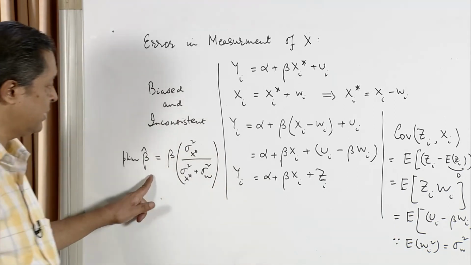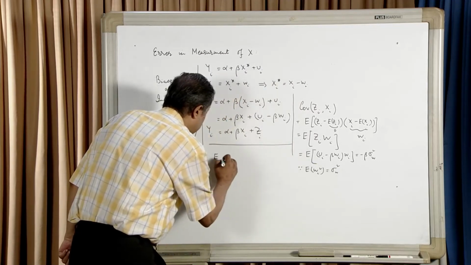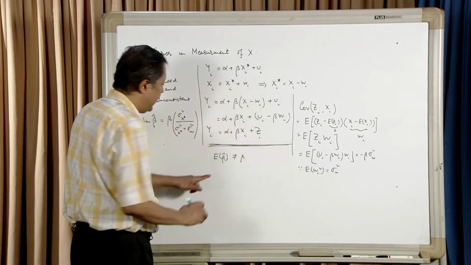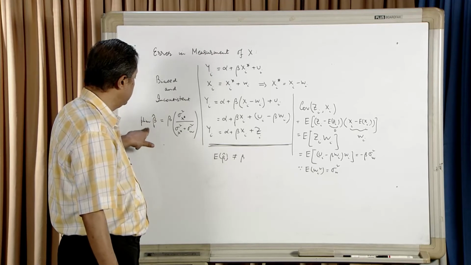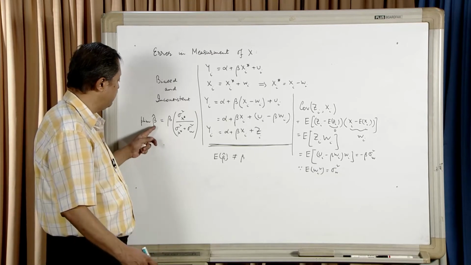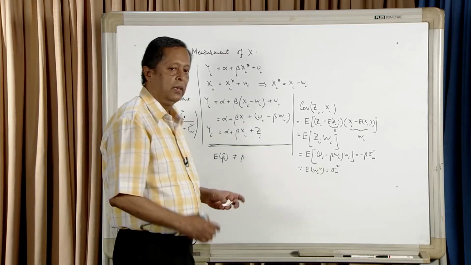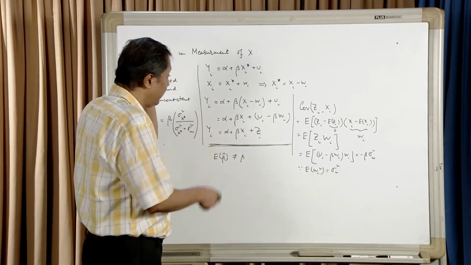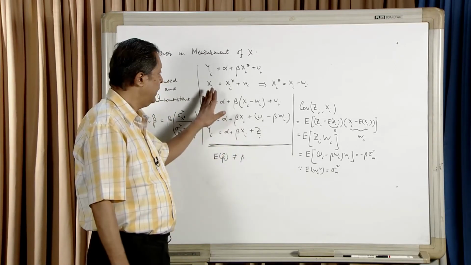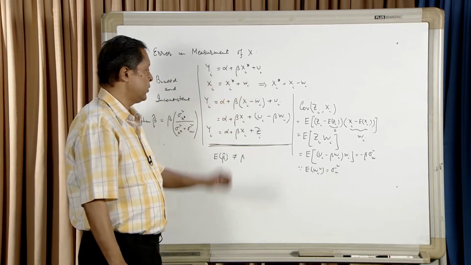So, that tells us that not only is the expectation of beta hat not equal to beta, even for large samples, the probability limit of beta hat, that is for a large sample, this beta hat does not converge to beta, it is beta times something. So, that is a rather serious problem, and therefore, this has to be properly tackled when the researcher is obtaining data. Error in measurement of the regressor is to be avoided at all costs.